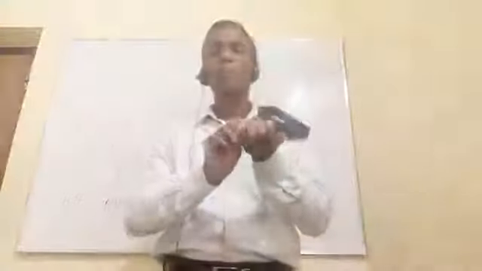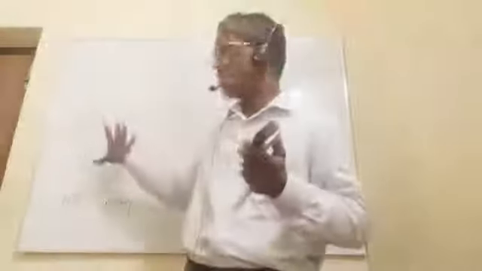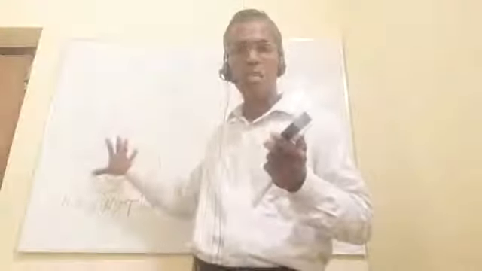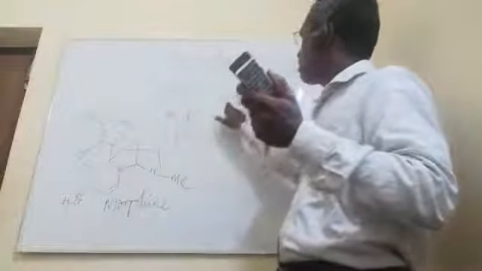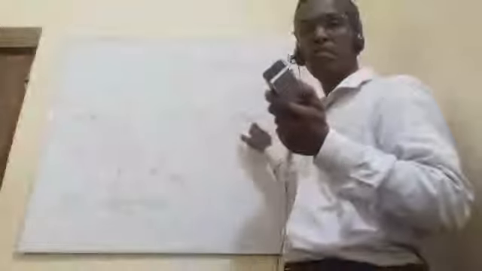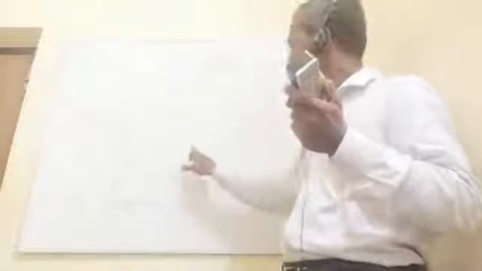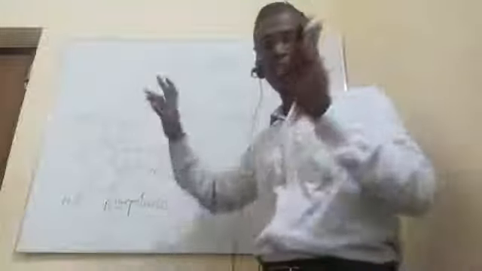Listen carefully. I am going to discuss morphine now. The basic structure of morphine you come to know now. The molecular formula of morphine you know very well now: C17H19NO3. The melting point of morphine is 254 degrees Celsius. Its rotation is minus 131 degrees. This is the structure of morphine.